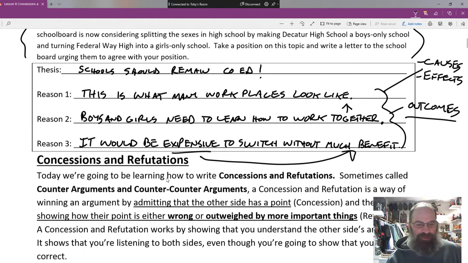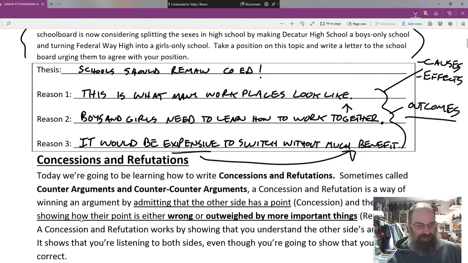All right, today we're going to be learning how to write concessions and refutations. So remember, this is a way to win an argument by admitting that the other side has a point. Especially now, there are a lot of discussions about what is the right way to be addressing the current coronavirus crisis, what's the wrong way. This is kind of a way to take the heat off that argument. Lots of conversations probably going around people's dinner tables right now about this.